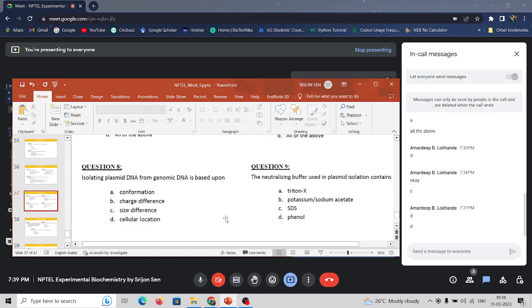Isolating plasmid DNA from genomic DNA is based upon, question number 8.